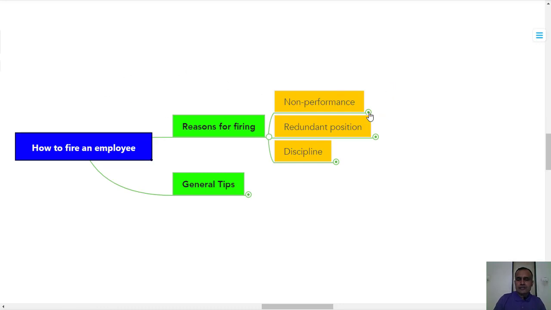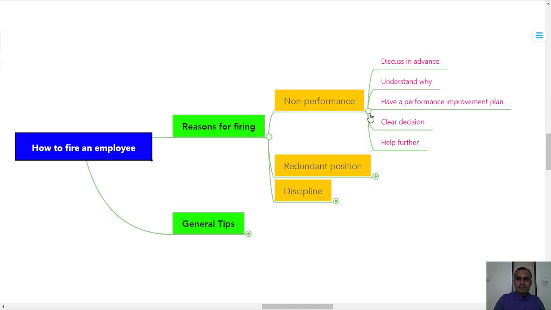Okay, let's begin with non-performance. So what is non-performance? Non-performance is whatever is expected of a person to be done, the person is not able to do it. Now here the key word is expectation. So between you and the employee, there has to be absolute clarity about what is expected. If both of you are on different pages, that is, he or she thinks these are the expectations and you are on to something else, then there is a basic communication problem which you need to solve before even getting to this stage.